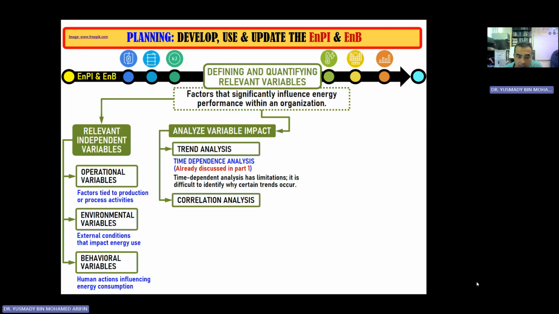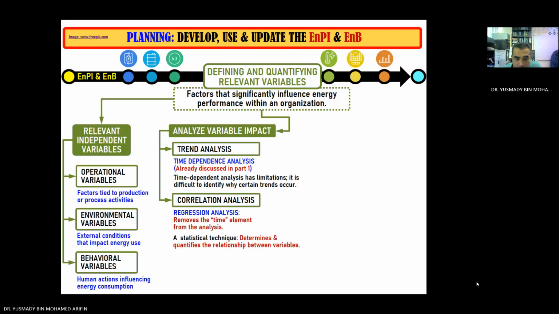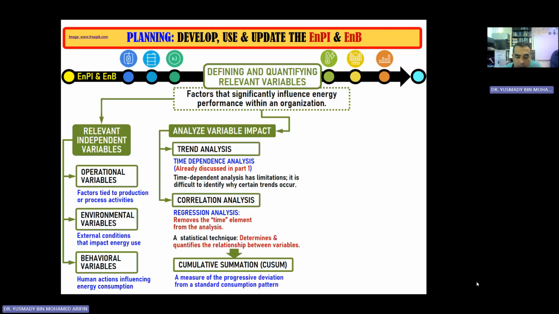And the other option in terms of analysis, we can use correlation analysis such as regression analysis, where this analysis will remove the time element, and refers to the statistical technique that determines and quantifies the relationship between variables. And also we have a certain type of graph that we call cumulative summation or CUSUM, which is a measure of the progressive deviation from a standard consumption pattern. These are the analyses that can be used for the energy consumption analysis.